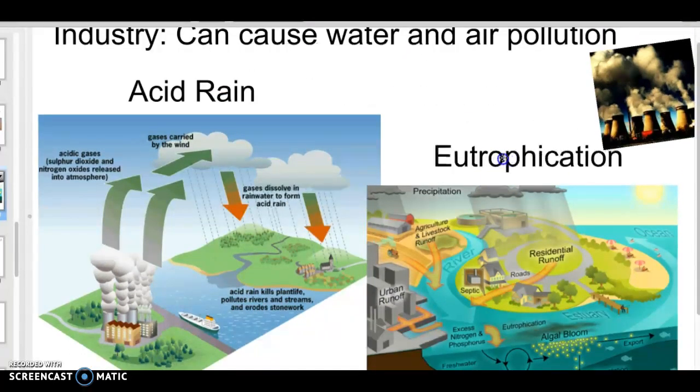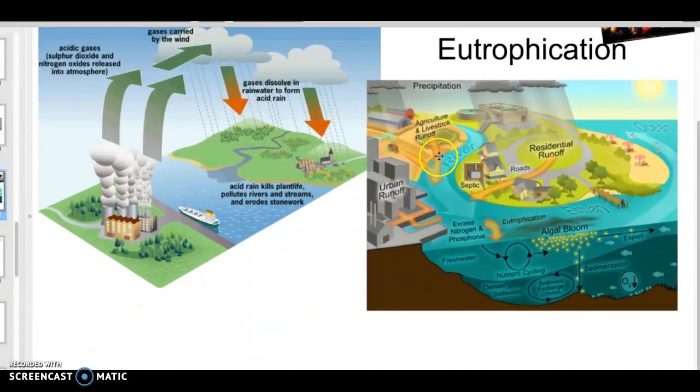Eutrophication, like I said earlier, was just the overuse of fertilizers. That would be an example of water pollution, where you have the fertilizers running off into bodies of water, and a huge algal bloom comes from all the nitrogen in the water, and then that kills a lot of the fish.